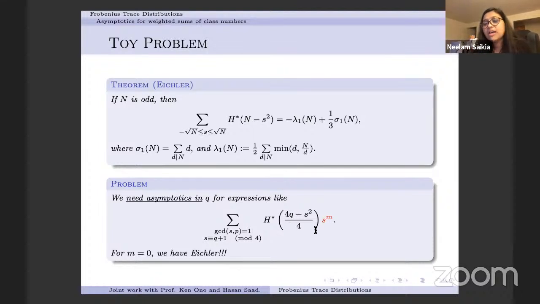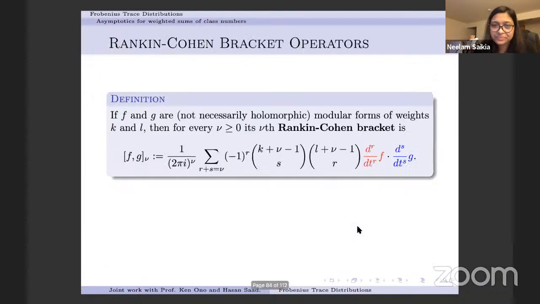So if we can bound this as q goes to infinity, we'll get our asymptotic formulas for these moments. So now we are focusing on other values of m to obtain these asymptotic formulas. The method we apply for obtaining them uses the Cohen-Rankin bracket operator. Let me just define what this operator is.